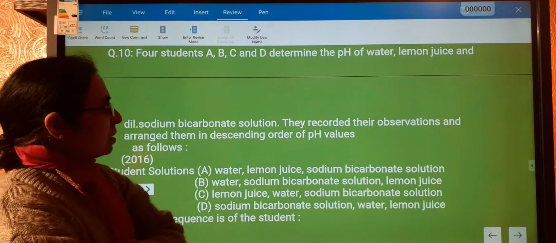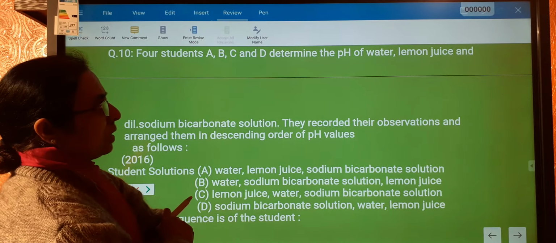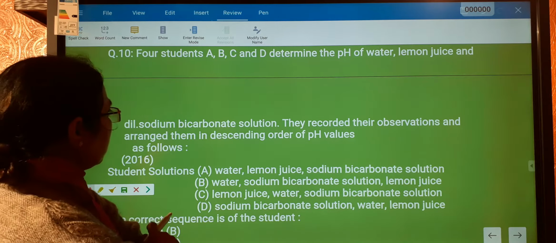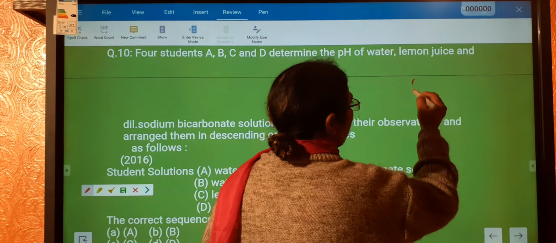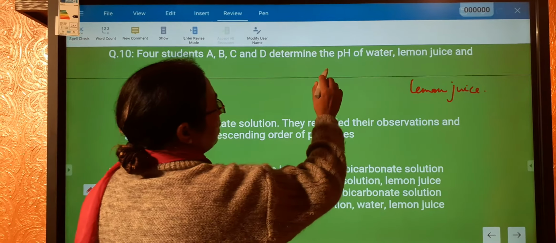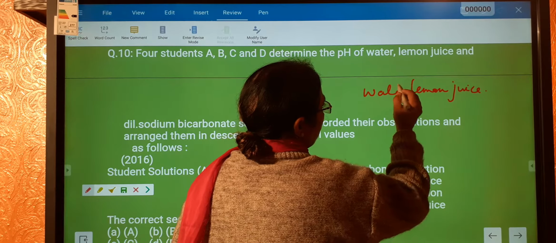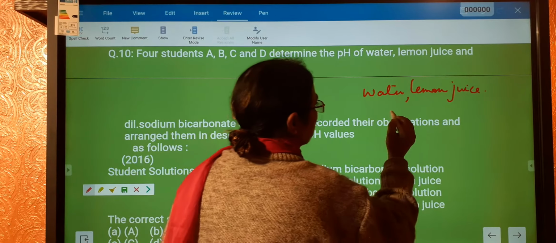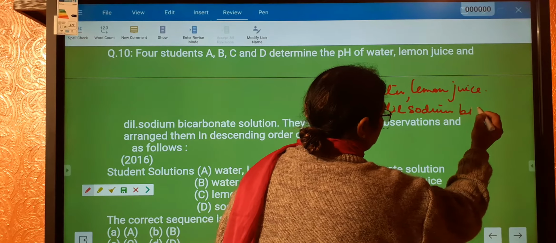Alright students, see this question. Four students A, B, C and D determine the pH of water, lemon juice and dilute sodium bicarbonate solution. So what all we have got? We have got lemon juice, then water, and another is dilute sodium bicarbonate solution.